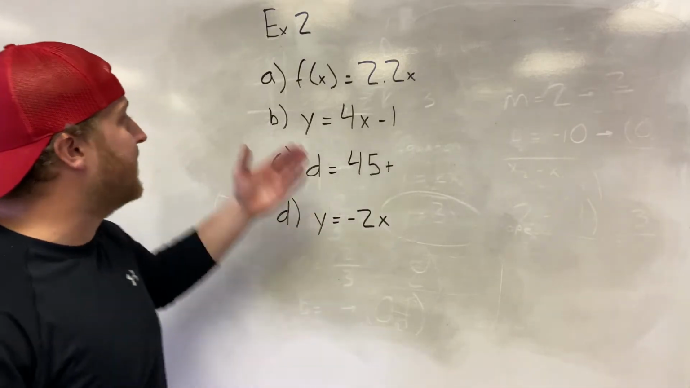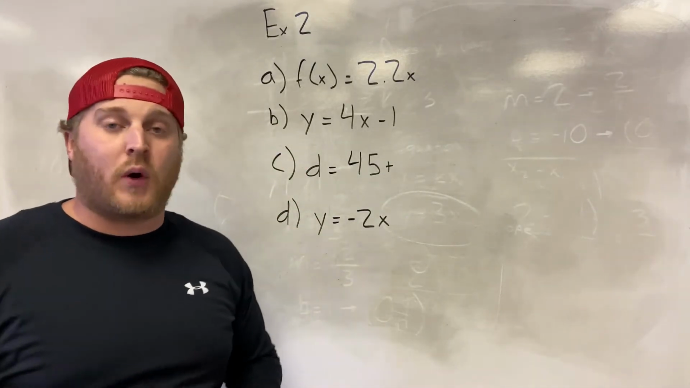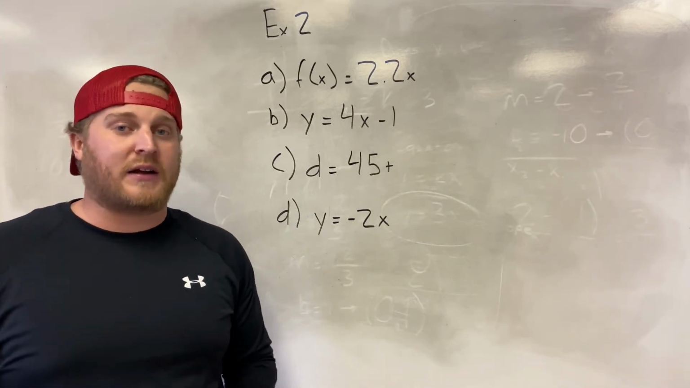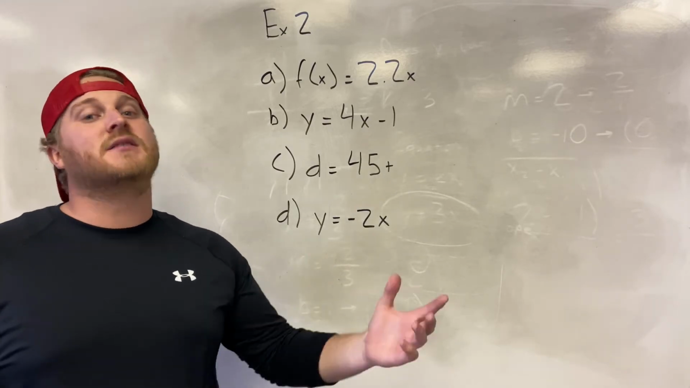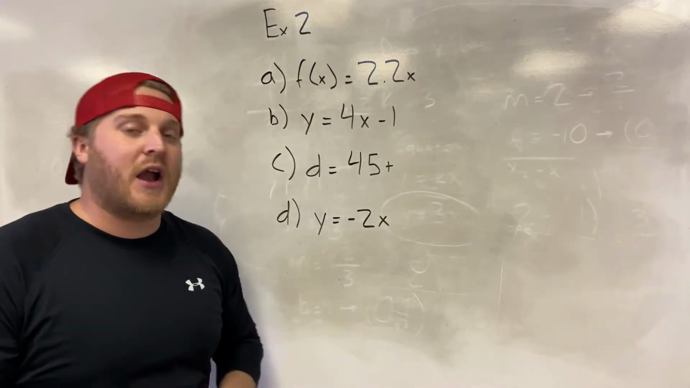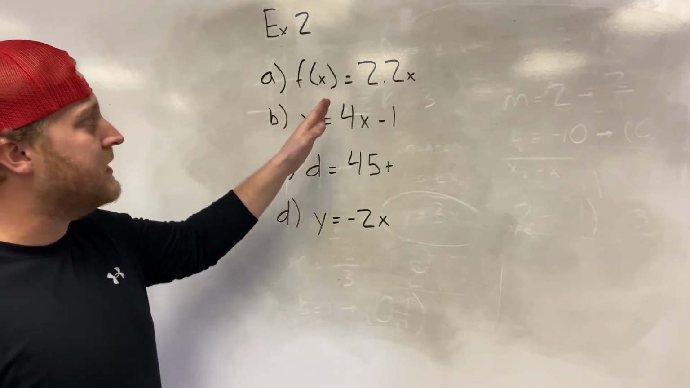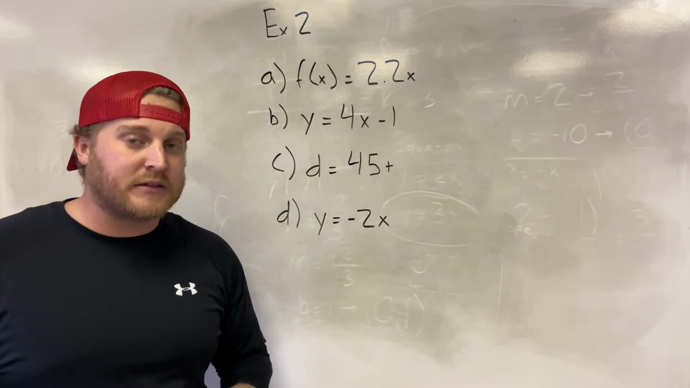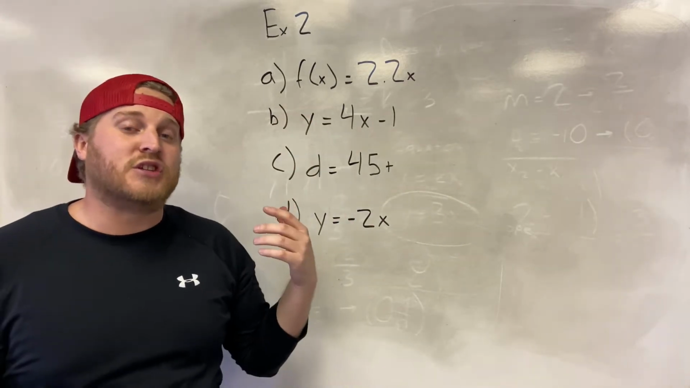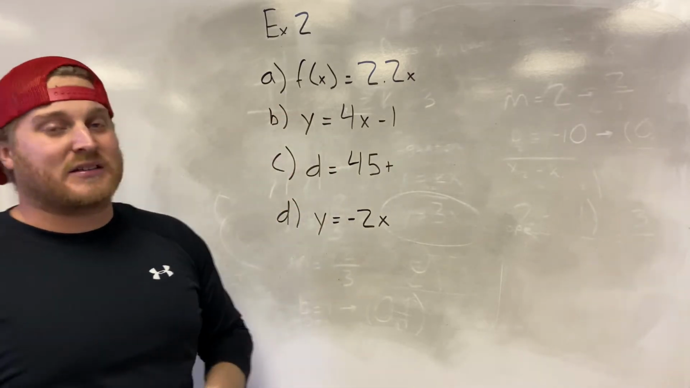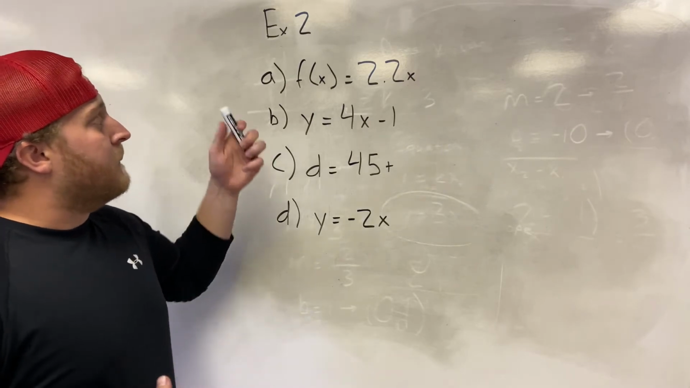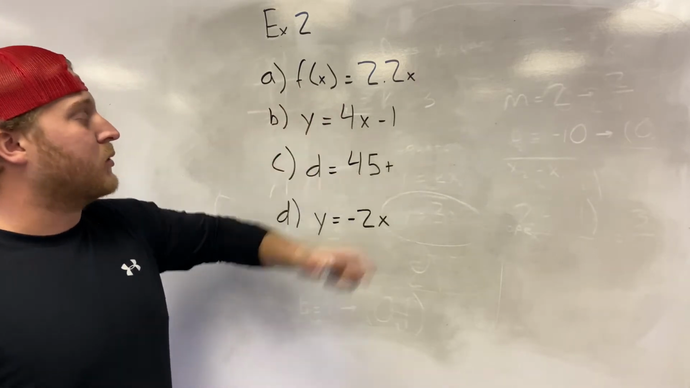All right, example 2 gives us this list of different equations. It first asks, which of the following are direct variations? Then it says, if it is a direct variation, what is the constant, or what is k? So let's look at letter A real quick. We have f of x equals 2.2x. Now remember, f of x is something we learned back when we started talking about relations and functions, and f of x is just another representation of y. So f of x, or y, equals 2.2x.